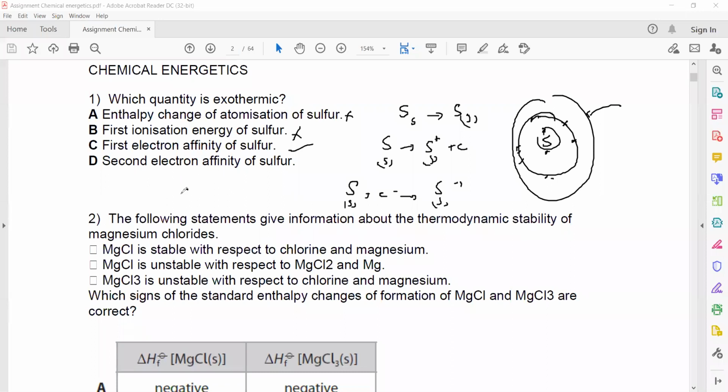Why? Because now the sulfur is already negatively charged and we have to add another electron. So to add this electron, we have to supply energy, because like charges repel each other. That's why the second electron affinity will be endothermic. So the correct answer is option C.